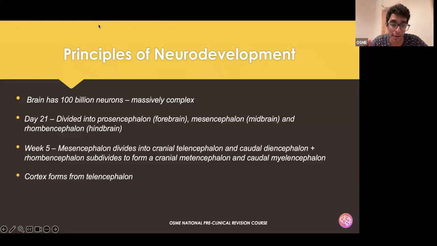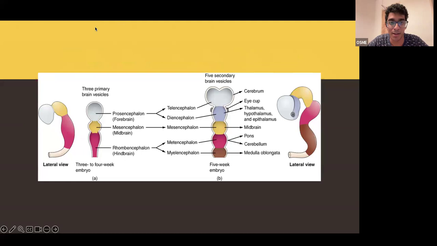And then in week 5, the prosencephalon divides into the cranial telencephalon and the caudal diencephalon. I will tell you what those structures do in the next slide. The rhombencephalon, or the hindbrain, divides into the metencephalon and the myelencephalon. Once again, I'll tell you what those structures do. The most important thing for you to remember is that the telencephalon is what goes on to become the cerebral cortex.